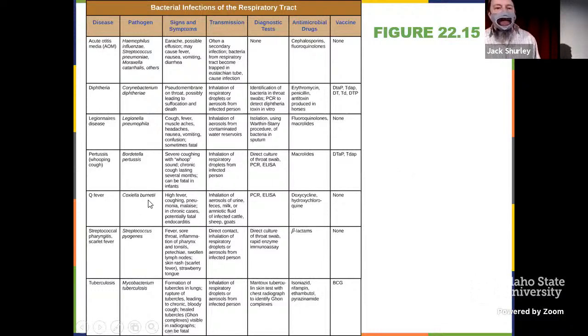Q fever is Coxiella burnetii. It was an infection where we didn't know what was really causing this fever of unknown origin initially, and there we go. The pyogenes was strep throat, and tuberculosis is what we were wrapping up with.